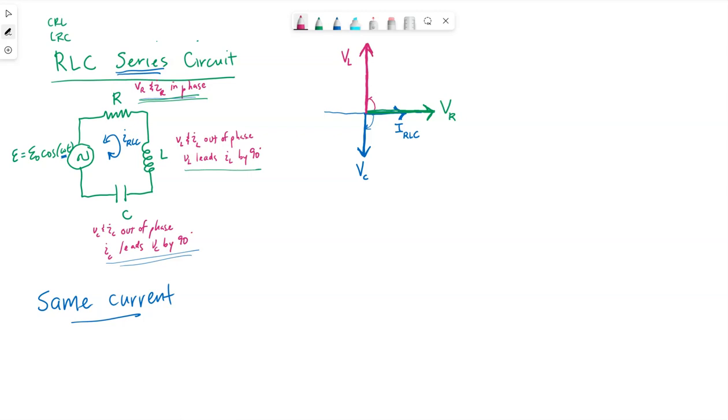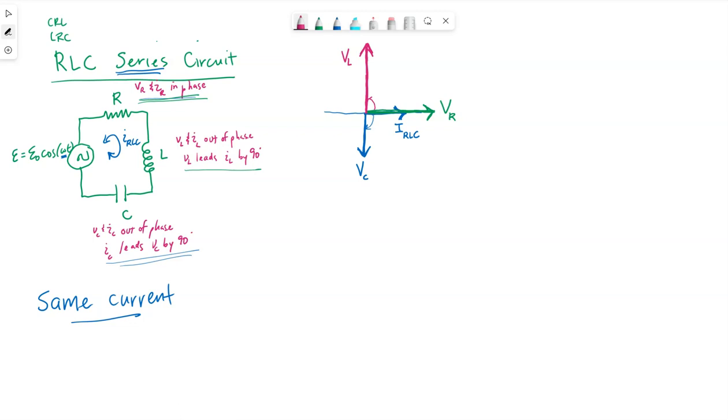VC could totally be bigger. We'll look at that in a second. So at this moment in time, if we add these phasors, which are vectors at this moment, the VL, the VC, and the VR, the resulting vector will represent the maximum source vector.